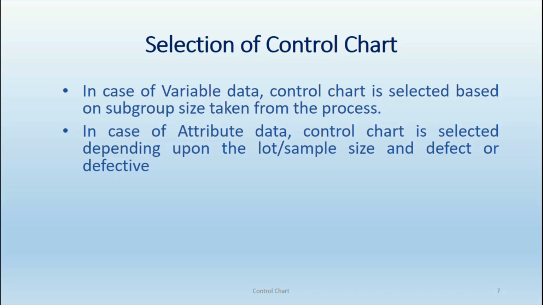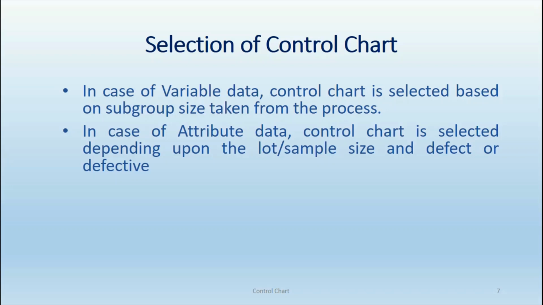Now let me explain the concept of the subgroup size. Suppose we have a team of 5 persons and you are collecting one sample from each person every day, then your subgroup size is 1. When you are collecting 2 to 8 samples from each person every day, then your subgroup size lies between 2 to 8. When you are collecting more than 8 samples from each person every day, then your subgroup size is more than 8. So accordingly you have to choose your control chart.